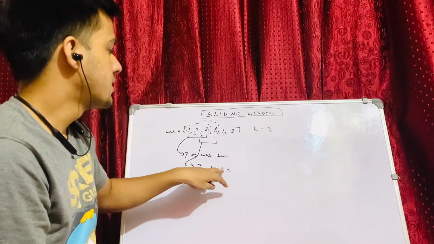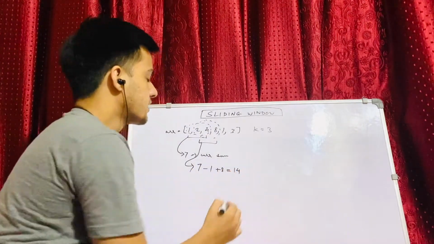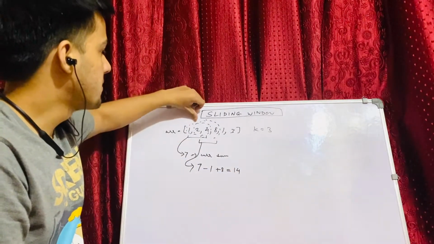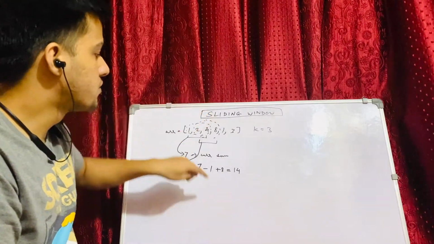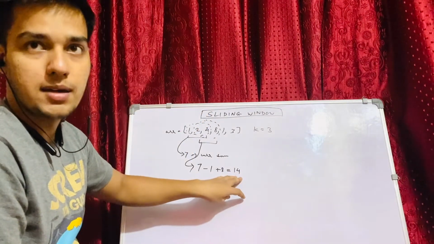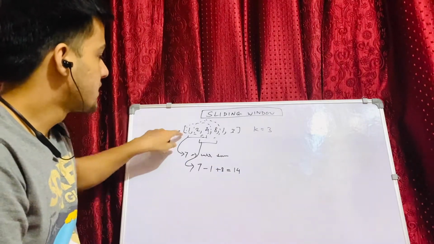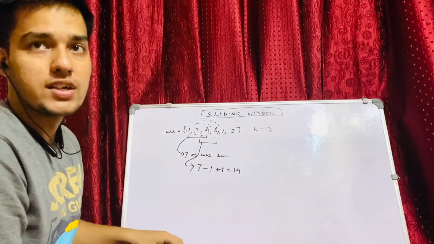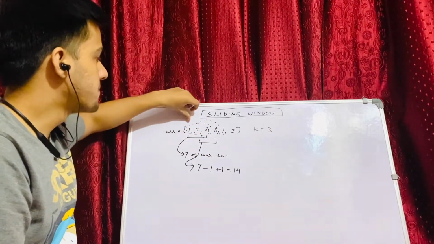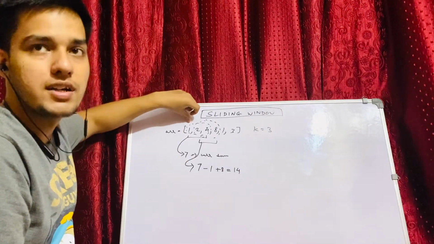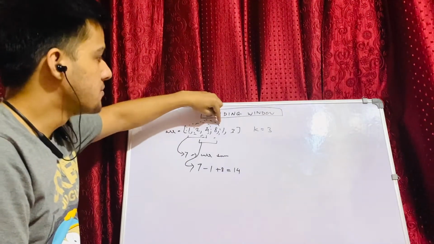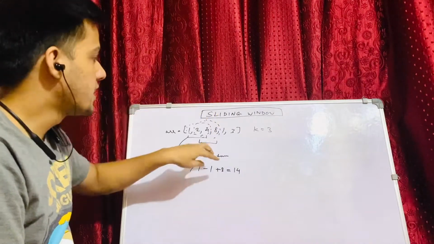So 7 minus 1 is 6, plus 8 is 14, which is, if we just sum it up, 2 plus 4 plus 8, also 14. This means we got our complete sum in a constant amount of computations, right? Because we can simply subtract the first element in a window, and we can add the last element in the current window.